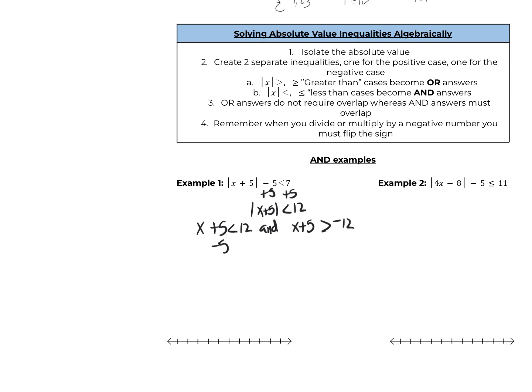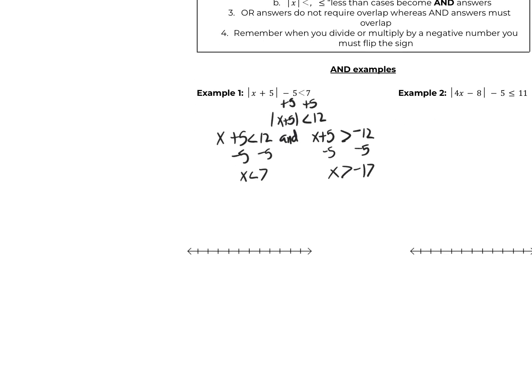All right, so subtracting 5 off of both sides, I get x is less than 7. Here, subtract 5 off of both sides, I get x is greater than negative 17. So now I'm going to plot these two points on the number line. Start with 0 in the middle. 7 is positive, so it's to the right of 0, and negative 17 is negative, so it's to the left of 0.